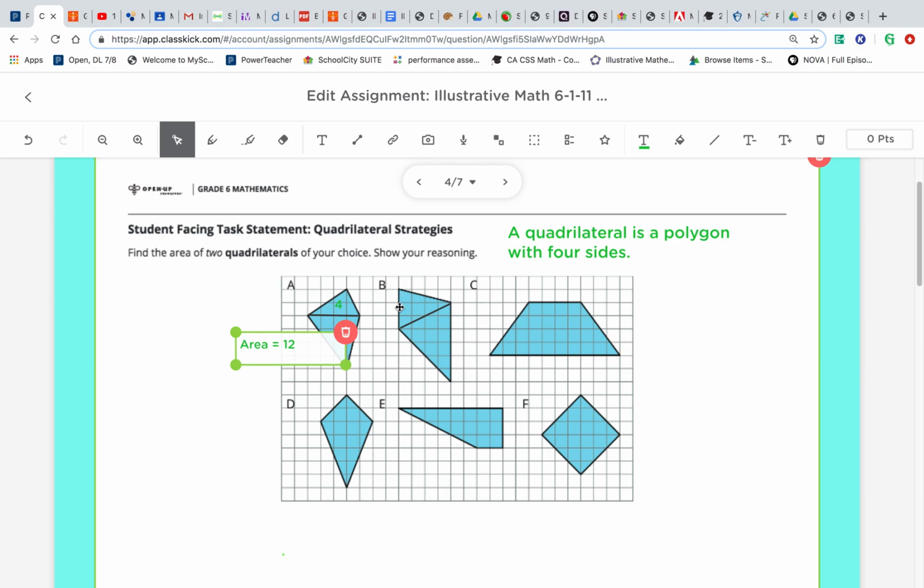So 1, 2, 3. We could say the base is 3 for this triangle, and the height needs to go at a 90-degree angle, a perpendicular line to the opposite vertex. So that's here. If we count it off, it's 1, 2, 3, 4. All right, so we said this was 3, and this is 4. 3 times 4 is 12. And then half of 12 is 6. So this one's going to be 6.